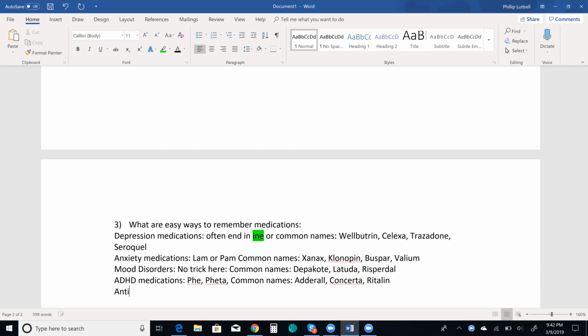And then antipsychotics. These are often going to have INE or done at the end because when people take them, they are done. Common names: Geodon.